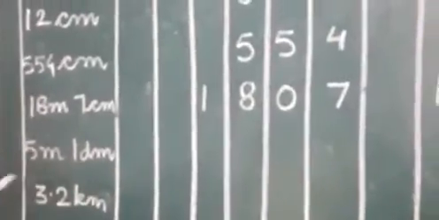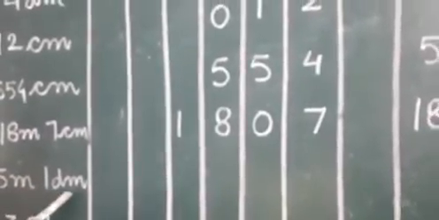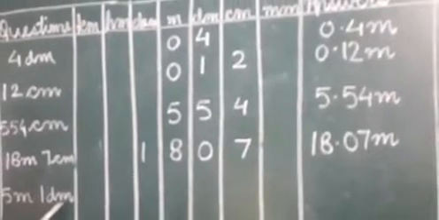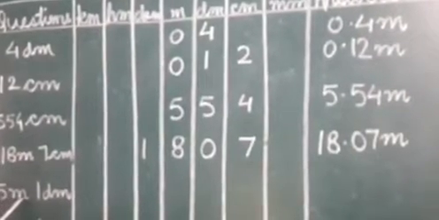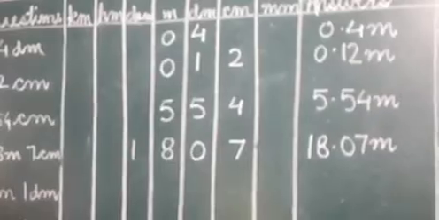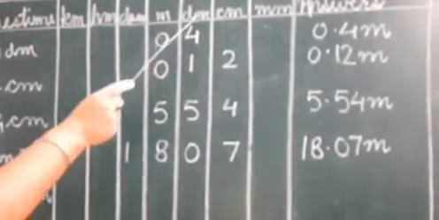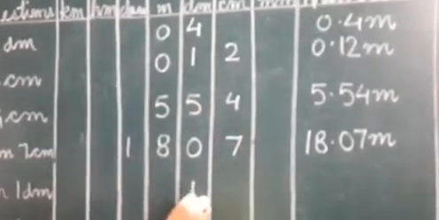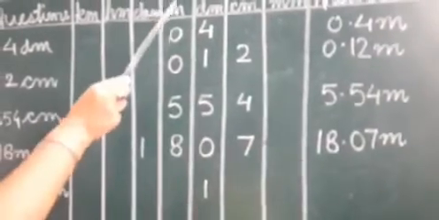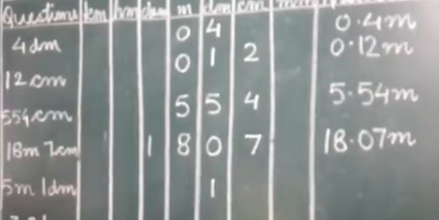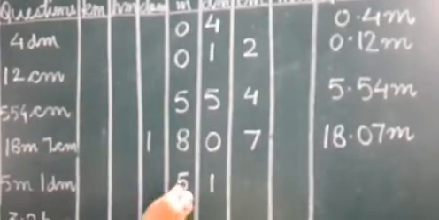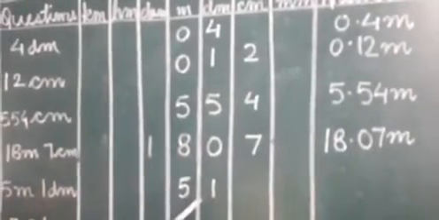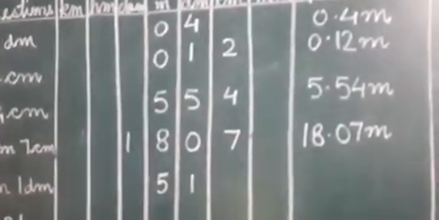Coming to the next one, we have 5 meter and 1 decimeter. Again we have two different units. So 1 will come under the decimeter column and 5 will come under the meters column. So where is decimeters? This is decimeter. So first I will write 1 here. Then 5 under the meters column. This is meters column, so 5 will come here. No other number is left and I have to put point after meters. So my answer will be 5.1 meter.